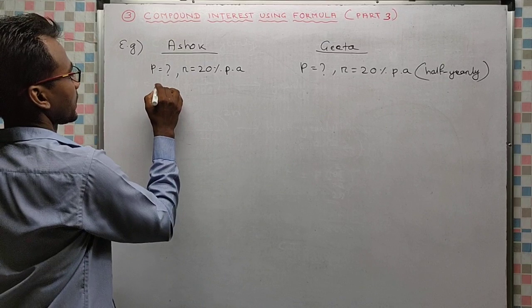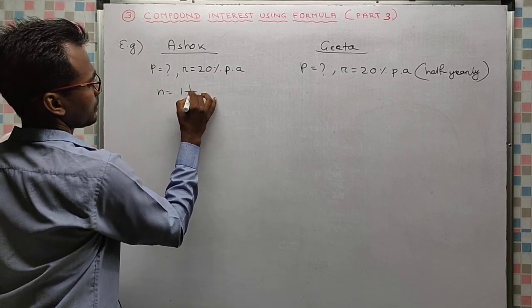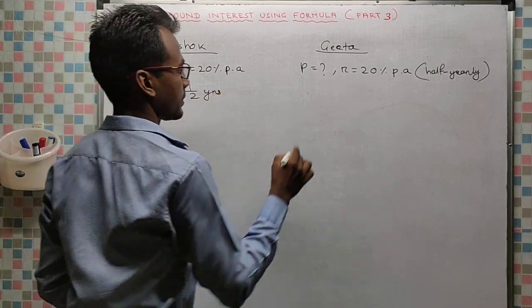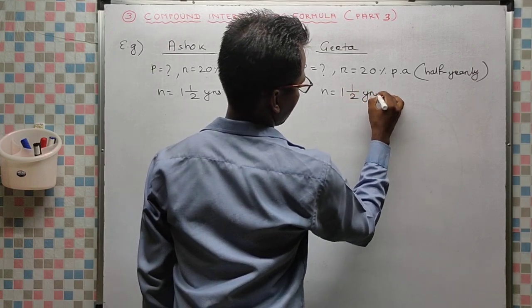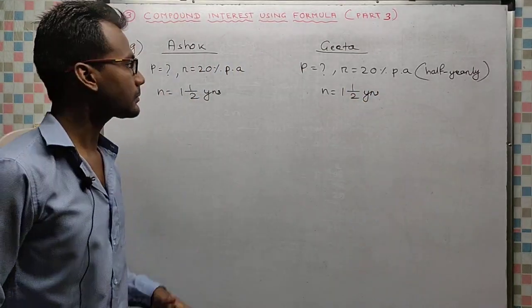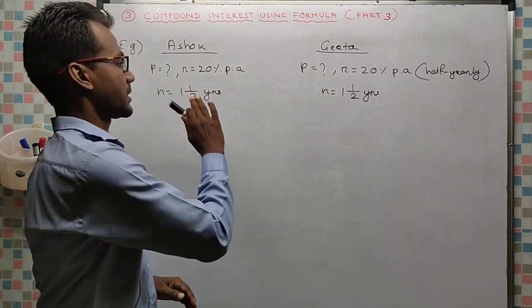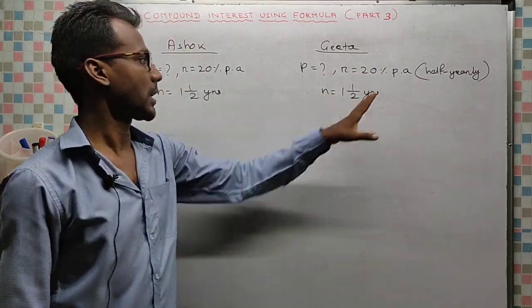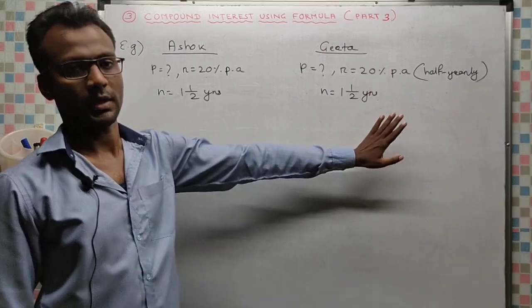Time is 18 months. 18 months means 1.5 years. Here also time is 1.5 years. Same principal, same rate, same time, but this is yearly and this is half yearly. Definitely this will be more than this because it is calculated 2 times every year.